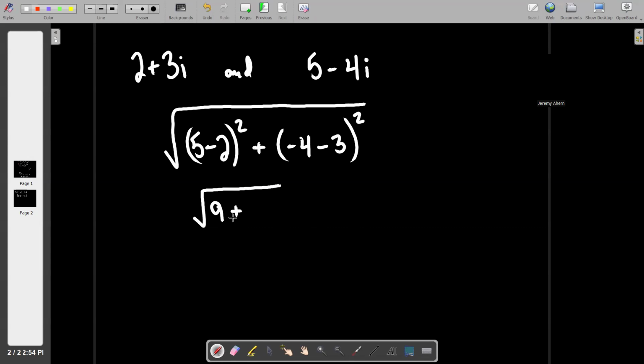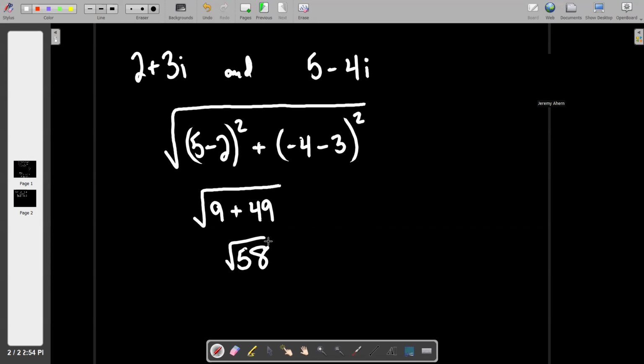What is negative 4 minus 3? Negative 7. And what's negative 7 squared? So we have 9 plus 49. So if you graphed these two complex numbers, which I said you don't have to do, but if you did and you eyeballed them, they would be root 58 units apart from each other on the complex plane.